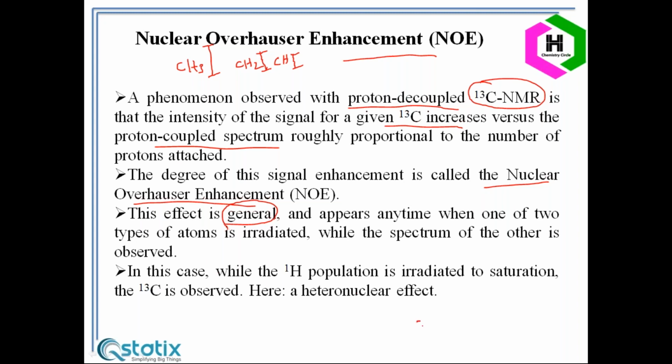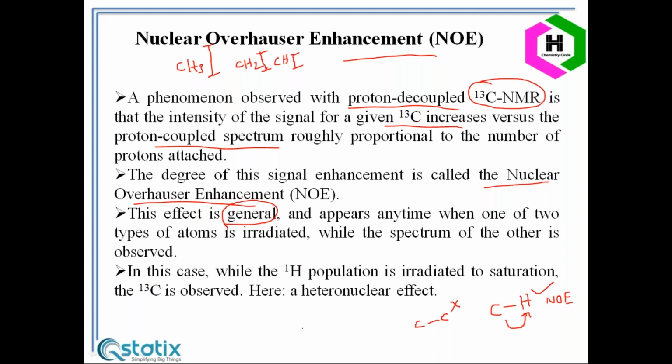If you are irradiating two similar atoms, like two carbons, you will not see any nuclear Overhauser effect. If you are irradiating carbon and hydrogen, which are two different nuclei, then you can see NOE here. This particular hydrogen nucleus is going to have an effect on the carbon, and the carbon nucleus is also going to have an effect on hydrogen. That means this effect is general and appears when one of two different types of atoms is irradiated.